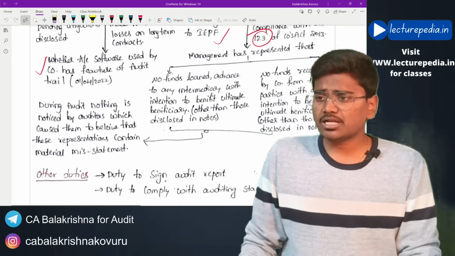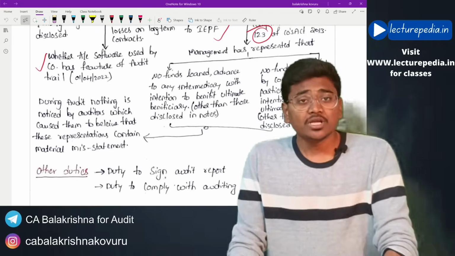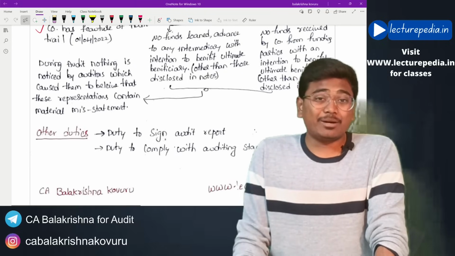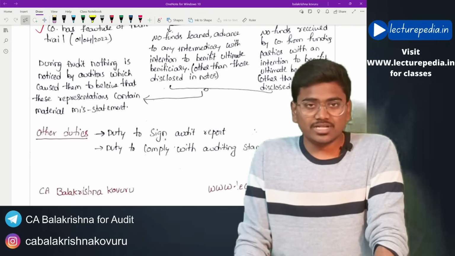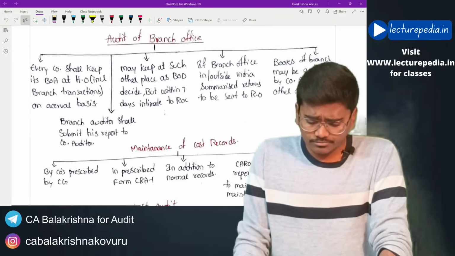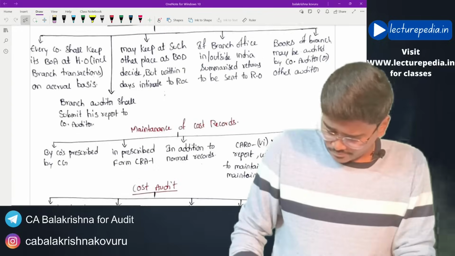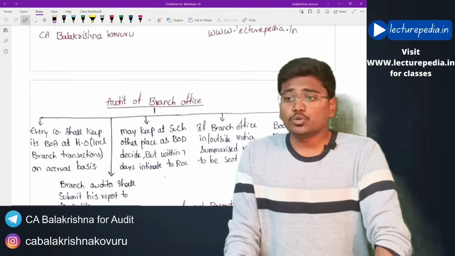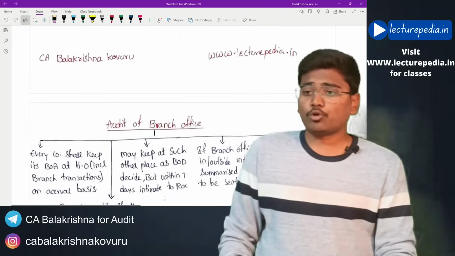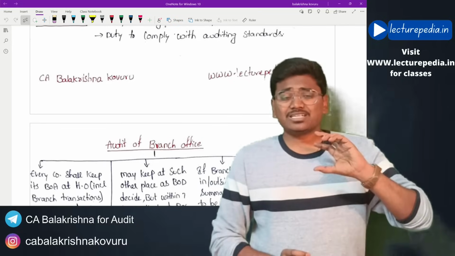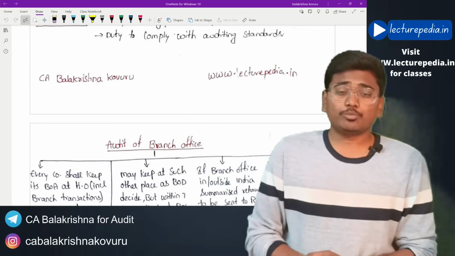After that, there are still other duties of the auditor, such as the duty to sign the audit report, and the auditor has to comply with auditing standards while conducting the audit. Next, the auditor also has a duty to report fraud. I think that point is missing here. Now there is a responsibility on the auditor to report the fraud.